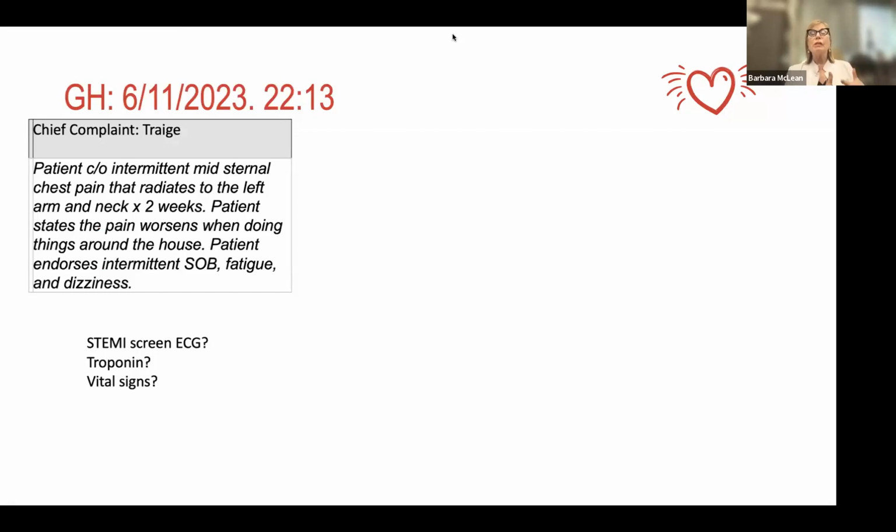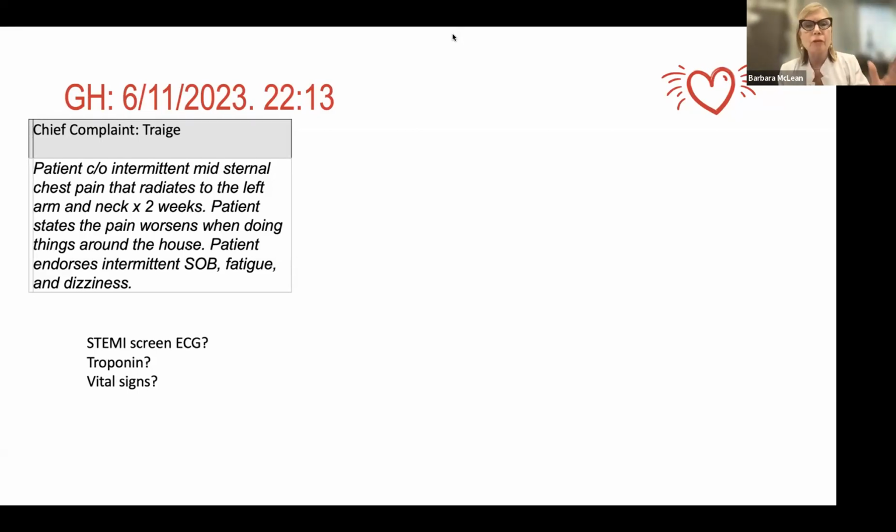Okay, our patient comes to our hospital on 6/11/2023, so really just a week or so ago, at 22:13, in through a very busy triage. And the chief complaint that the patient is bringing to us is, "I've got intermittent mid-sternal chest pain. It radiates to my left arm and neck, and I've had it for 2 weeks." Ding, ding, ding. Right away, the perspective is, this can't be STEMI or acute myocardial infarction.